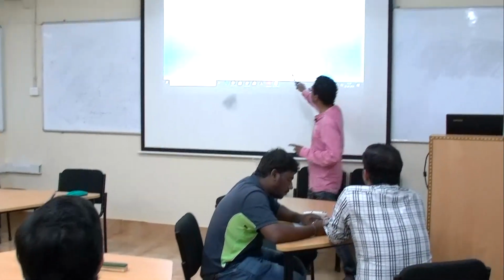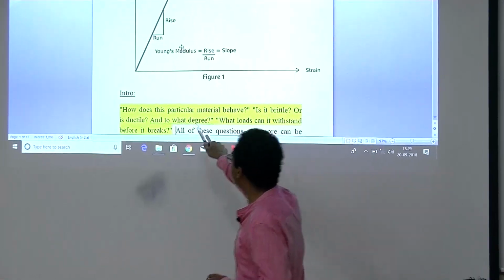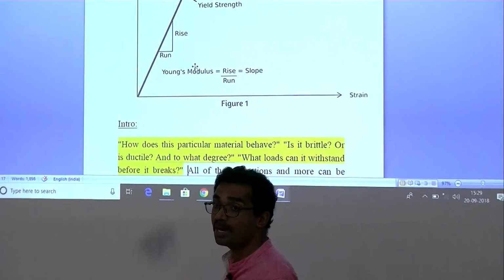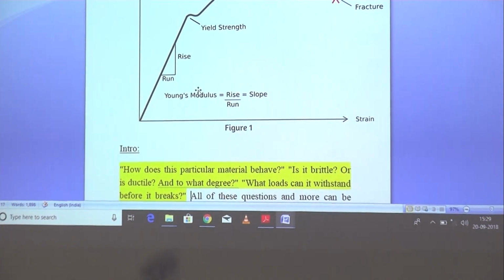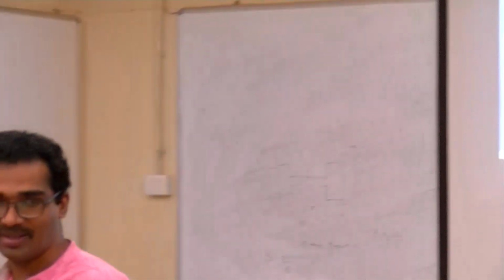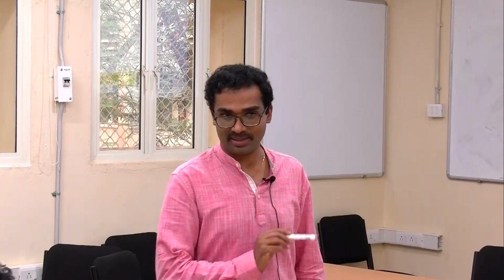So the author who gave this exercise also has asked these questions. Is this material brittle? Is it ductile? If so, to what degree? What loads can it withstand before it breaks? Breaks is when the material snaps, it ruptures, it fractures. Okay. So right now we don't have any numbers on the x-axis and y-axis. Right? So shall we start defining a few things?